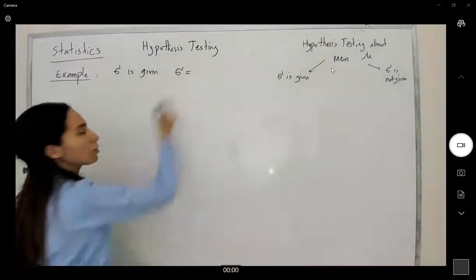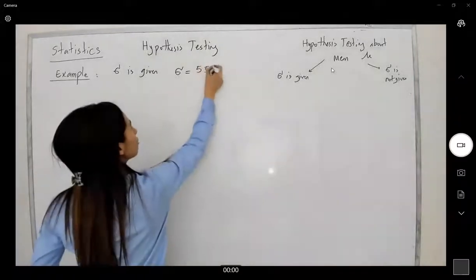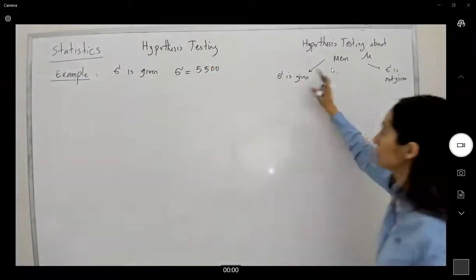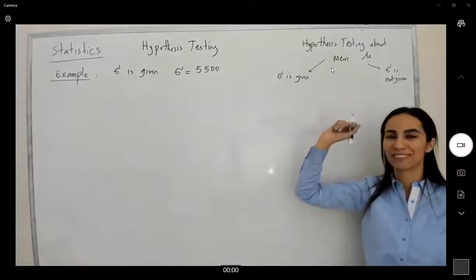Sigma is given to us. And sigma is equal to what? What is your sigma? 5,500. Thank you, Shana. 5,500. What is the next step? After finding to see if we have sigma or not, what do we do next?